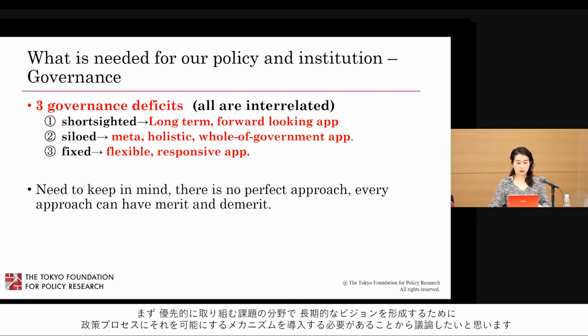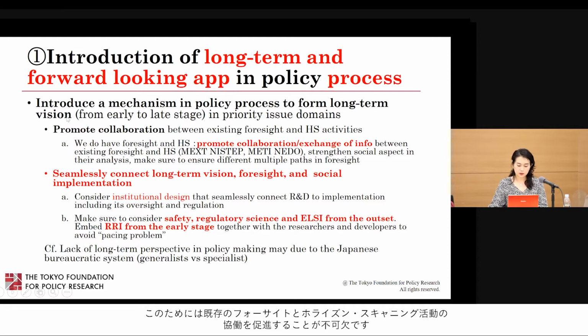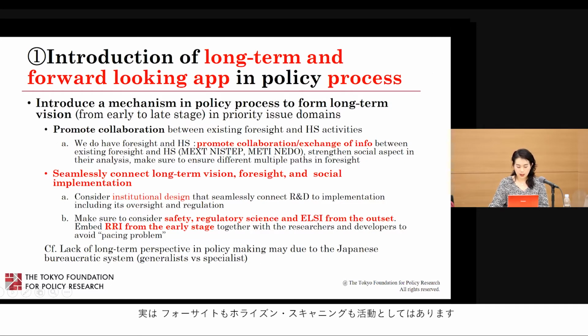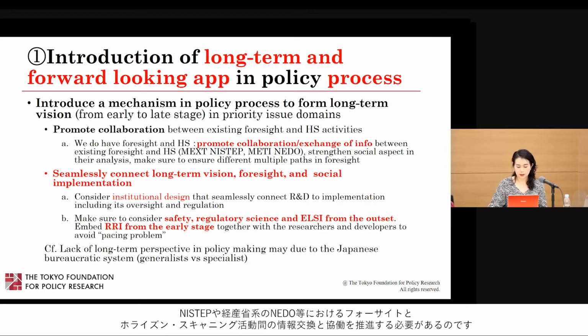So first, I would argue that we need to introduce a mechanism in the policy process to form a long vision in priority issue domains. For that, it is indispensable to promote collaboration between existing foresight and horizon scanning activities. Actually, we do have foresight and horizon scanning, but the problem here is that there is no interaction among them, which leaves the links between basic and applied research disconnected.